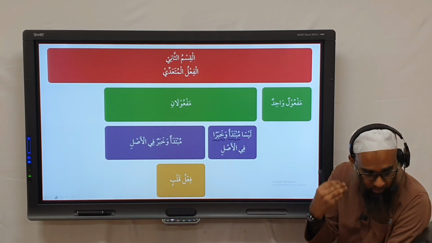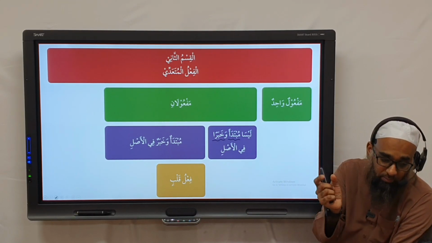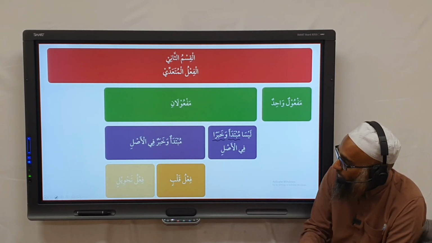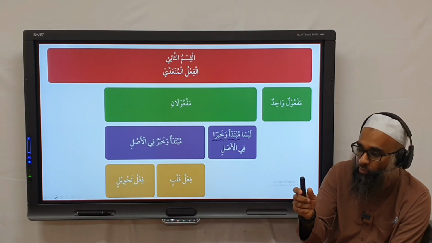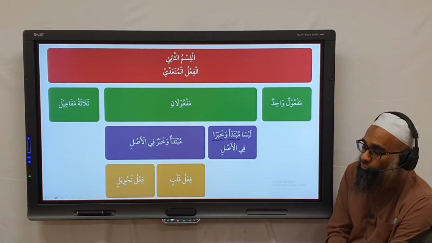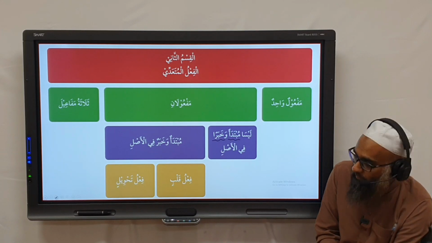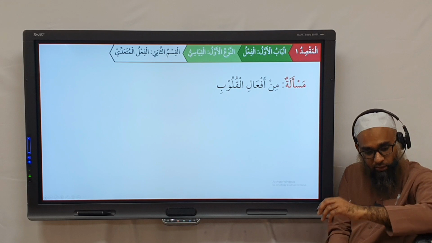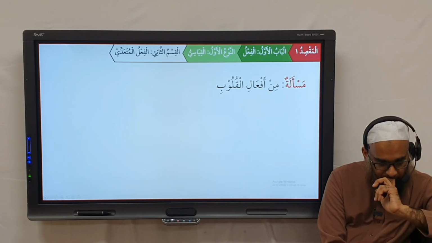And this can either be a fa'lu qalb, meaning you just think about the mubtada and the khabar. You perceive, you believe. Or you can have a fa'lu tahweel where you change one to another. And then you have those with three maf'ools, and we do the three maf'ool one later. Okay? You following? Understood? Everybody follow me?